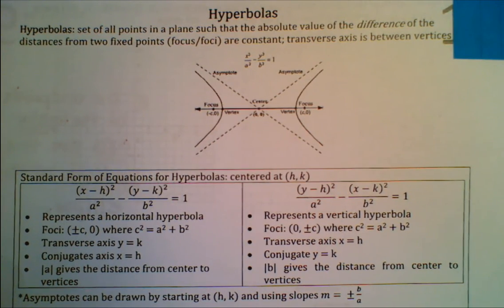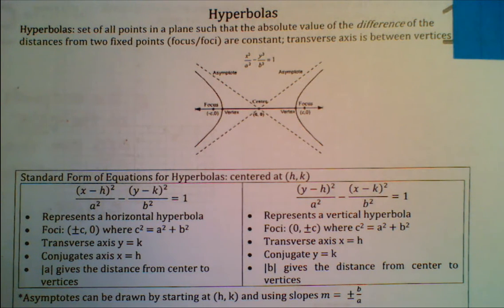All right, let's look at what a hyperbola is. Hyperbolas are a set of all points in a plane such that the absolute value of the differences of the distances from two fixed points, a focus or foci, are constant. The transverse axis is between the vertices.